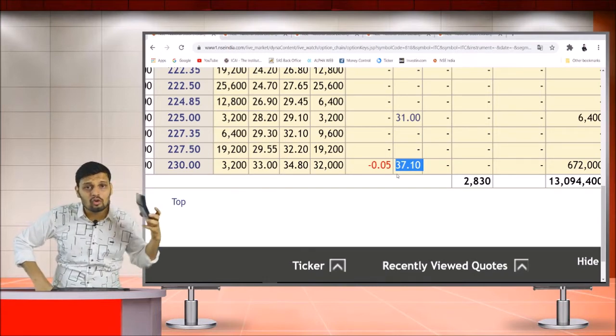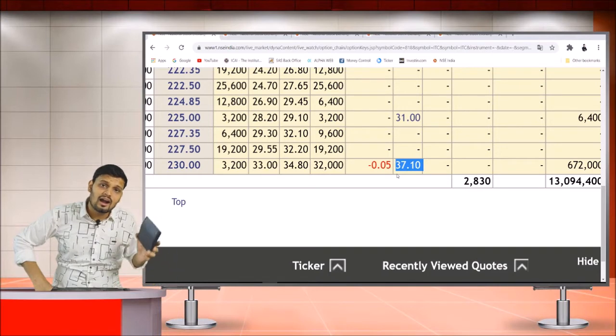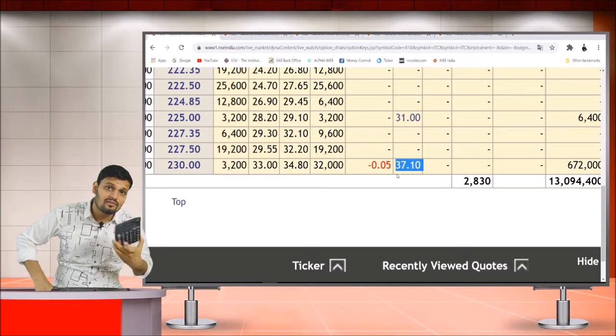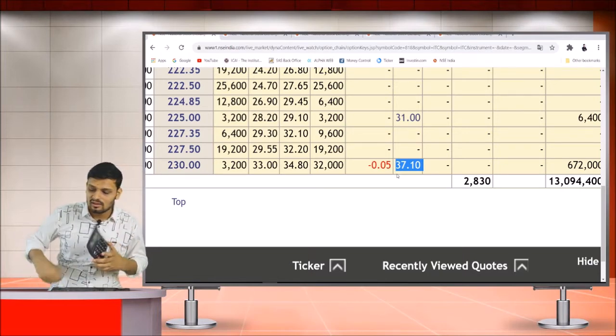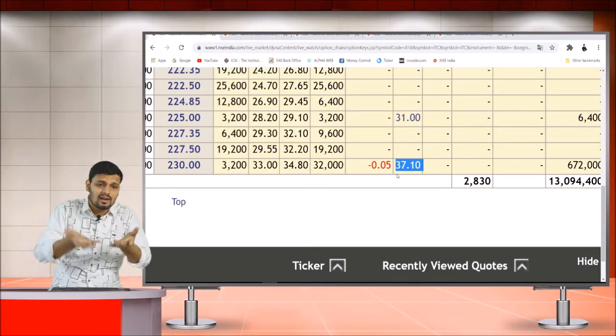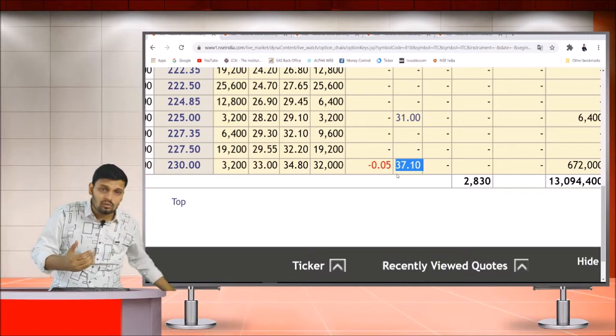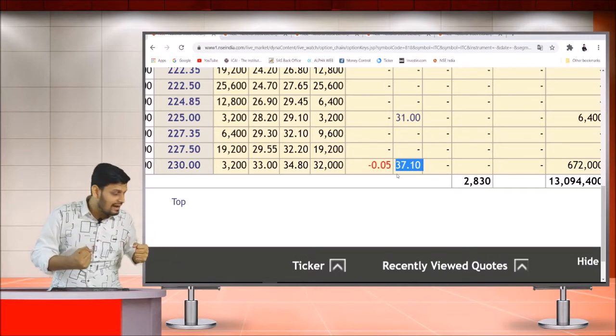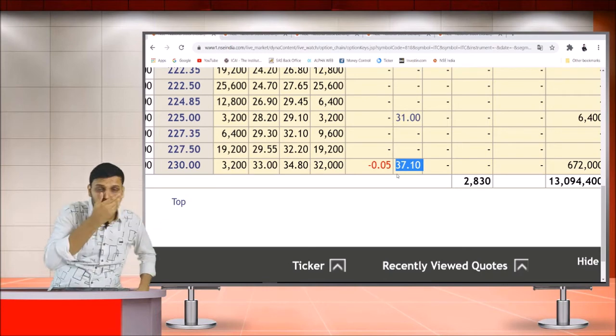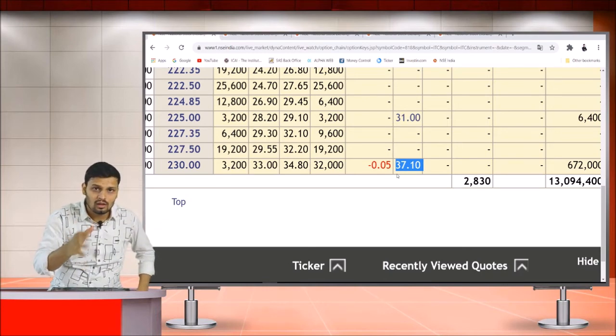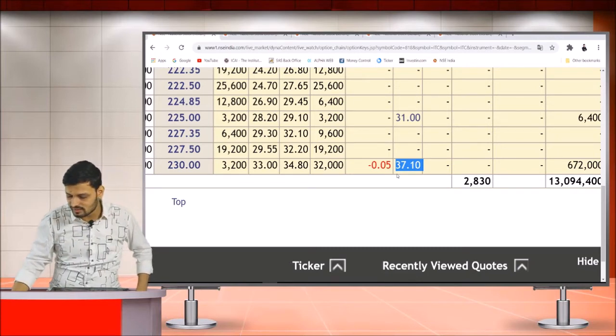Only if the share price goes below 193, after that only the put option buyer will start earning. Right now the price is 196. What will a put option buyer expect? Put option buyer expects the share price to come down, because the put option buyer is having the right to sell at 230. I hope it is not getting confused. I know it is a little bit complicated, but once I repeat again and again, you will get accustomed to all this. Don't worry.